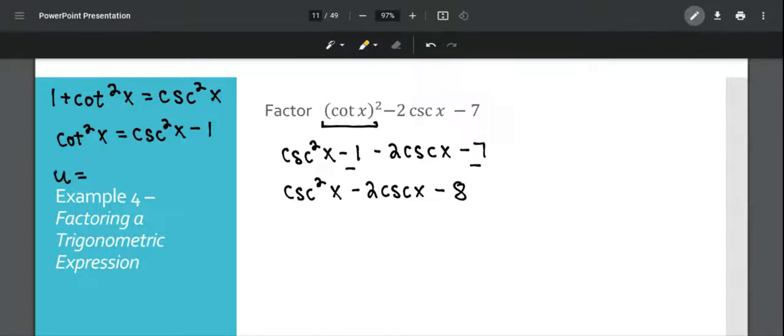So then if you did that u substitution, if you let u equal cosecant and substitute it in, you would have u squared minus 2u minus 8. And now you have to factor that. This one has the leading coefficient of 1, so let's just think about what multiplies to give us -8 and adds to give us -2.